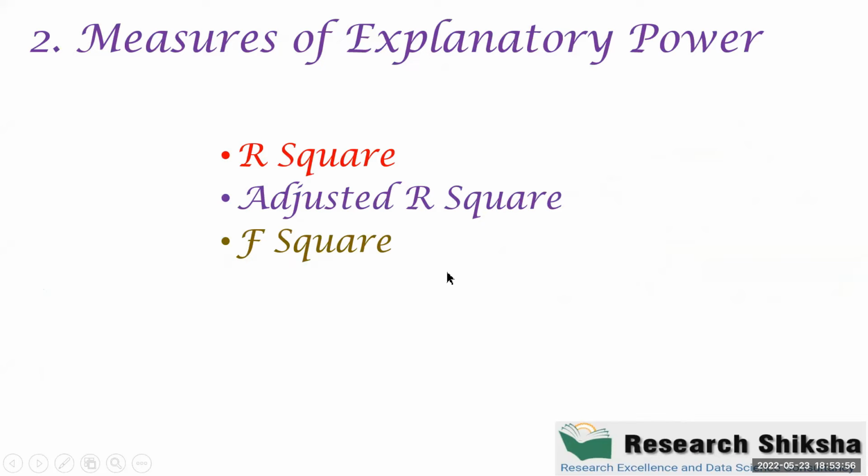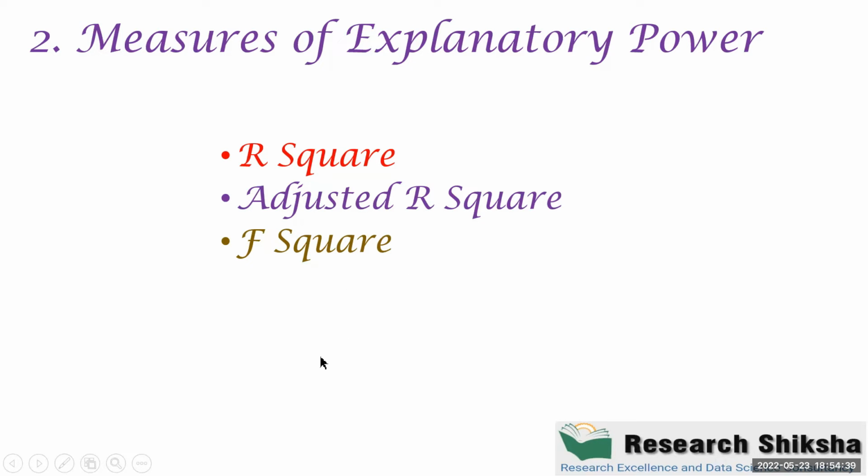Now, first of all, I will explain the new terms in explanatory power. Then I will move to predictive power. There are three measures of explanatory power: R square, adjusted R square, and F square. These are the three terms which we have to explain. R square and adjusted R square are very common because if you have applied regression in your life, you must know what R square and adjusted R square are. But F square is something very new, right? So that I am going to explain.